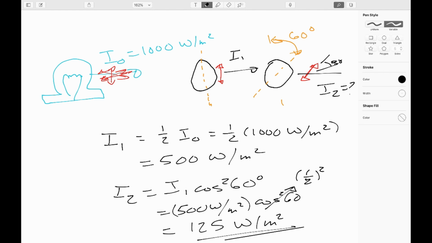Okay, so in the next one, we will start taking a look at ray optics and explore reflection.